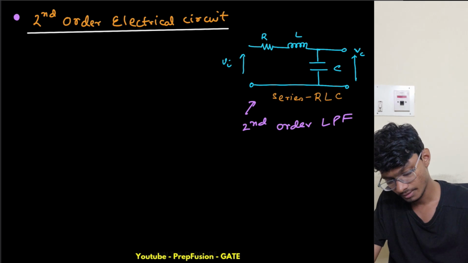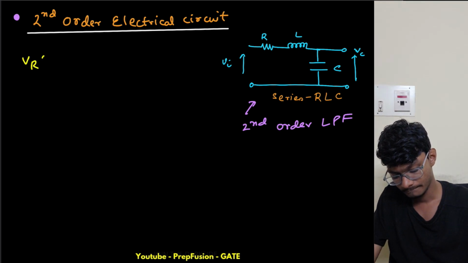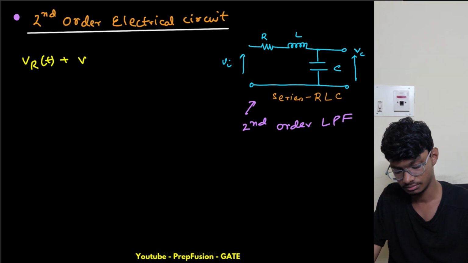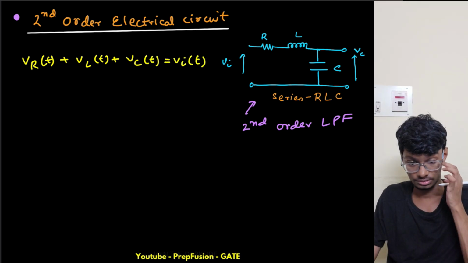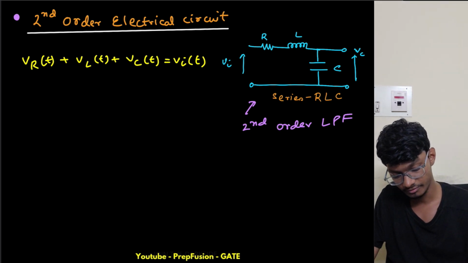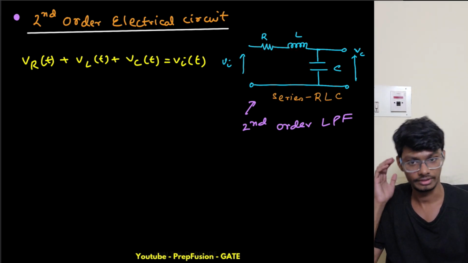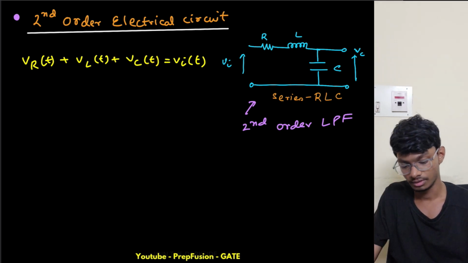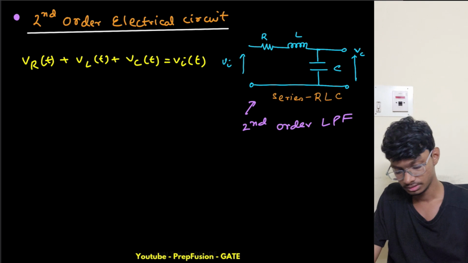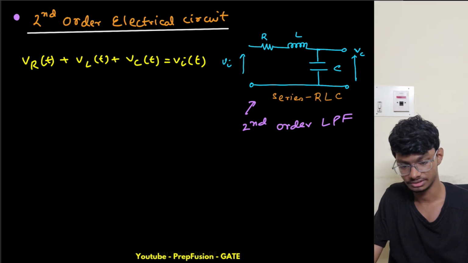So VR of t, I will simply apply KVL. VR of t plus VL of t plus VC of t should be equal to my input, basically VI of t, right? Now the current is the same everywhere, so I can write in terms of current, right? But VC I can write, okay, let me explain. Some integration term will come.